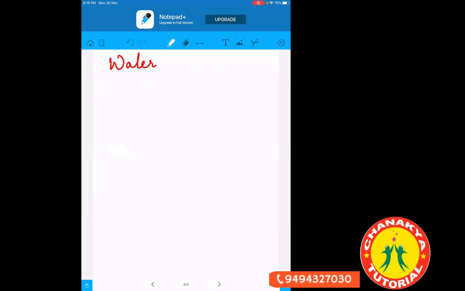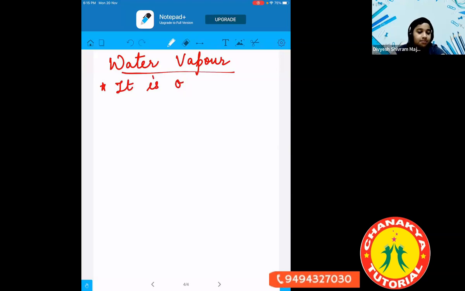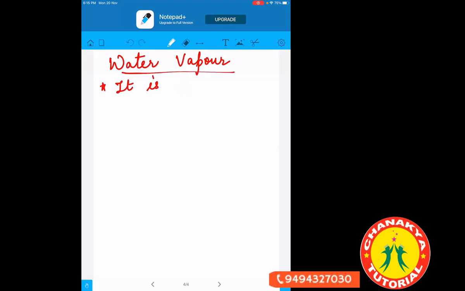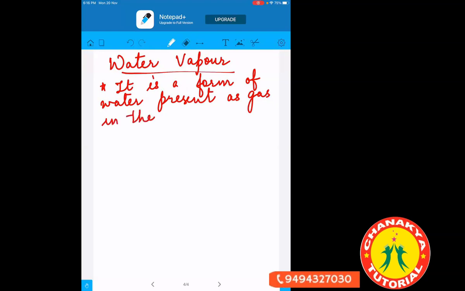Now, after this, we have the next topic, which is the water vapor. I hope you all have seen the water vapor. It is a form of water. Yes, ma'am, while cooking, we see it. Correct, Shivani. It is a form of water present as gas in the air. So in the form of gas, it will be present in the air. That is the water vapor.